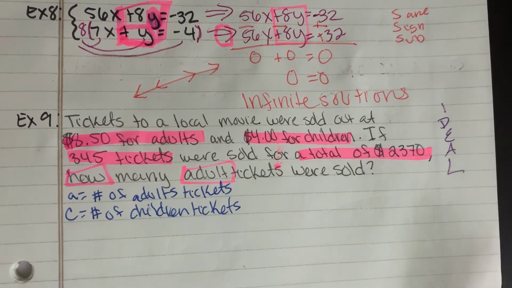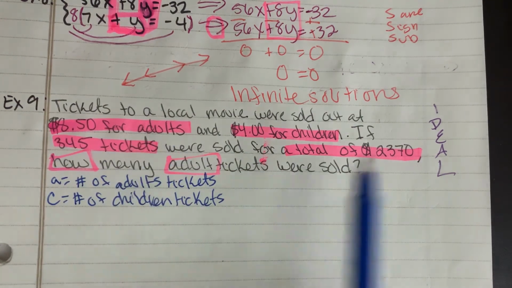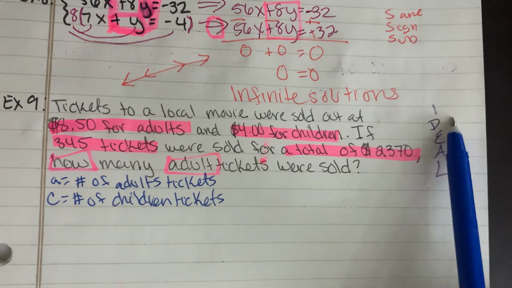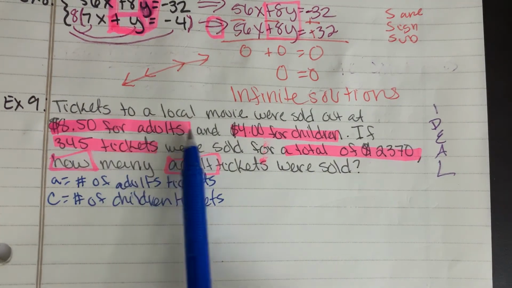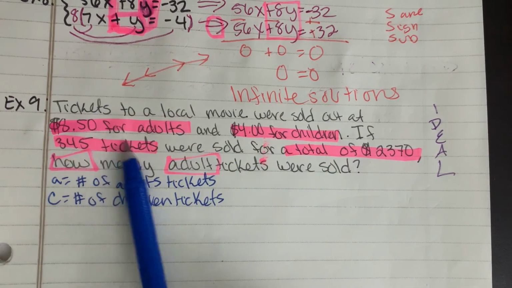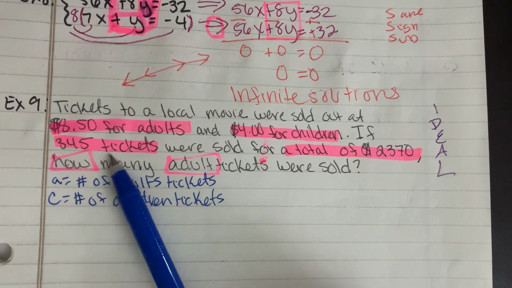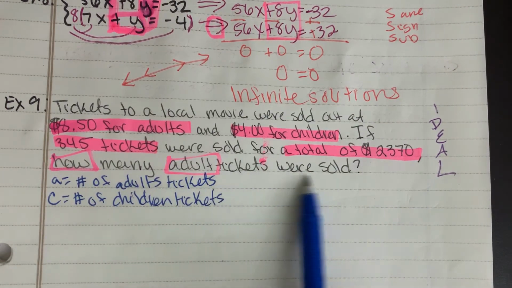Okay, so example 9. Again, I had already started working this out, and sorry, I had to start over because I realized that I did it with the wrong method. What I had written down already is TICKETS IDEAL. When we have a word problem, think of what's ideal: identify, define, explore, answer, look back. Tickets to a local movie were sold out at $8.50 for adults. That was important. $4 for children. And if 345 tickets were sold for a total of $2,370, how many adult tickets were sold?